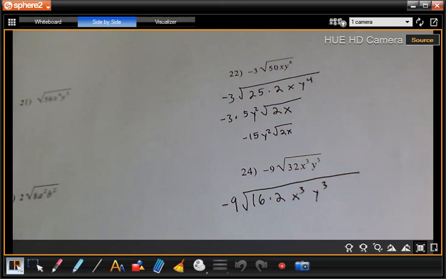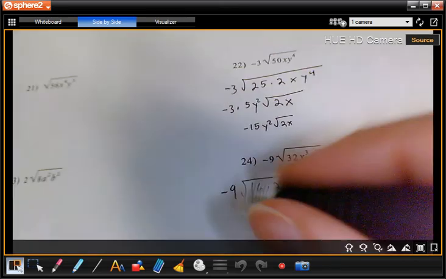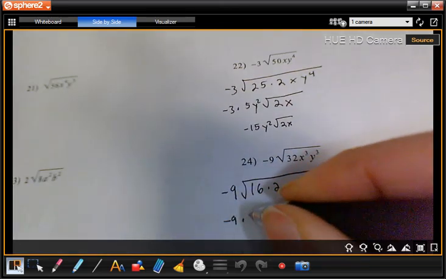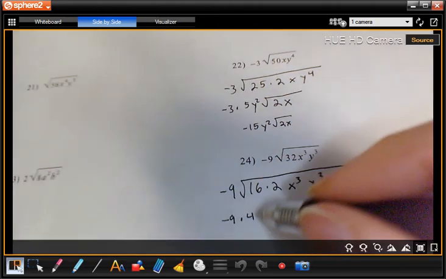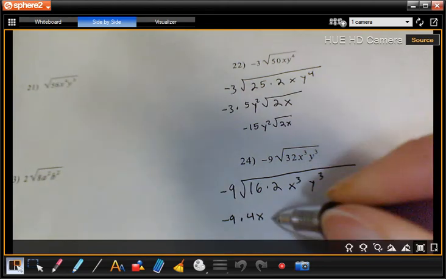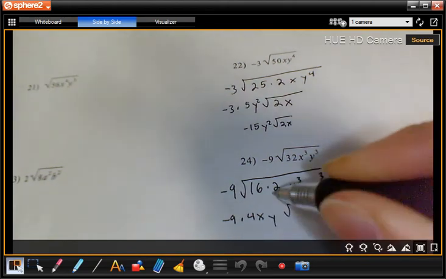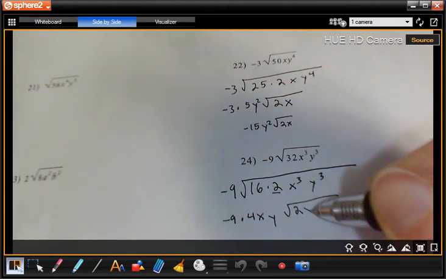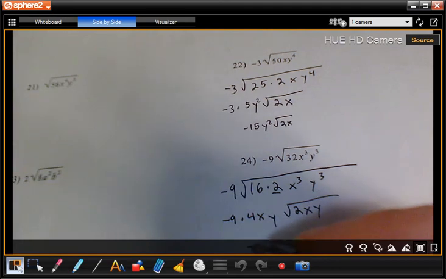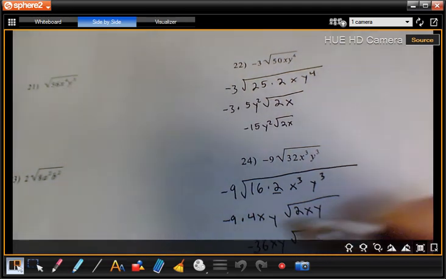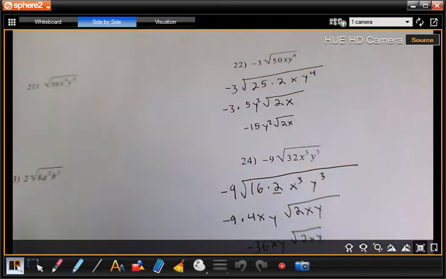Okay, what's the square root of 16 again? 4. So I get negative 9 times 4. How many pairs of x's do I have? So I get an x and a y. And what's left over? I still have this 2, right? And still 1 x and 1 y, right? And now what's 9 times 4? Yes. Negative 36xy times the square root of 2xy.